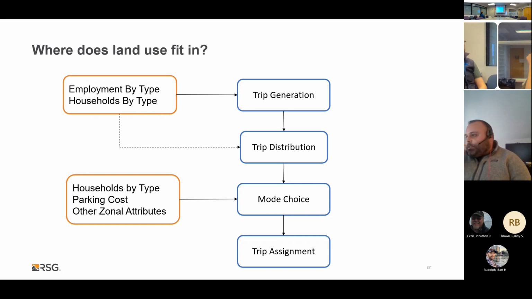And then mode choice determines the mode of travel, primarily based on time and cost differences between highway and transit usage, characteristics of the trip maker, and the characteristics of the trip. The characteristics of the trip maker are based on the trip maker's household size, their household income, and automobile availability, and that's how they're incorporated. And that can also include things like parking costs as a zonal attribute.